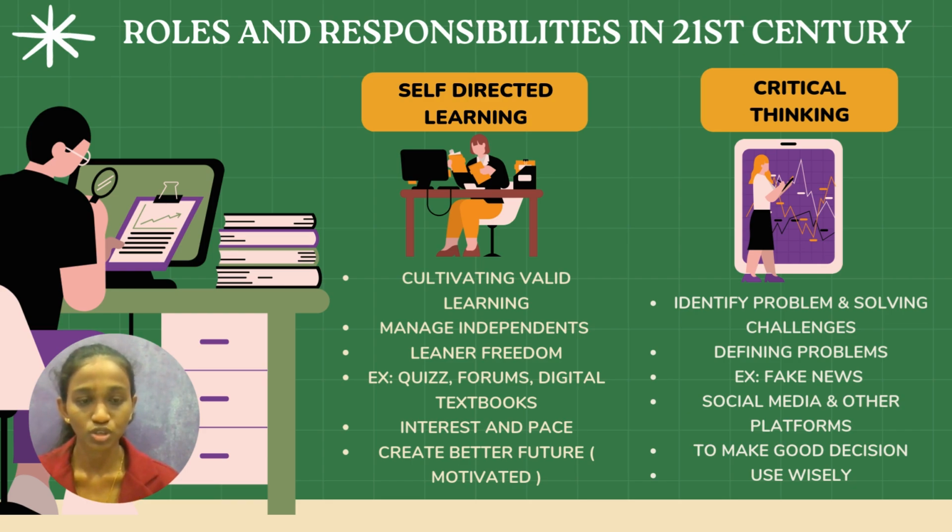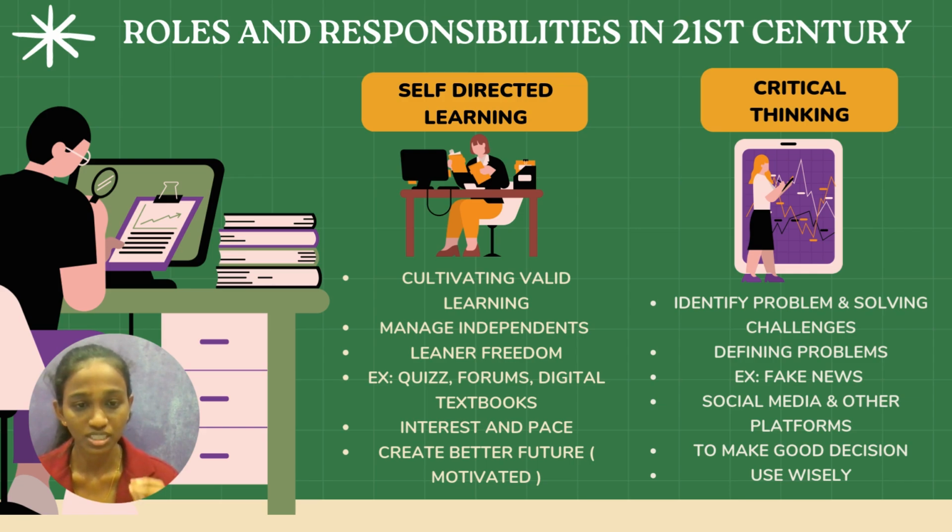Now, secondly, we're going to see about critical thinking. How is a critical thinking person defined? They will identify problems and solve the challenge. A critical thinker is always best at defining problems. For example, we find news on the phone. We probably don't know whether it's fake news or real news. We easily judge everything by seeing it on the phone screen. To avoid this, we should be critical thinkers.